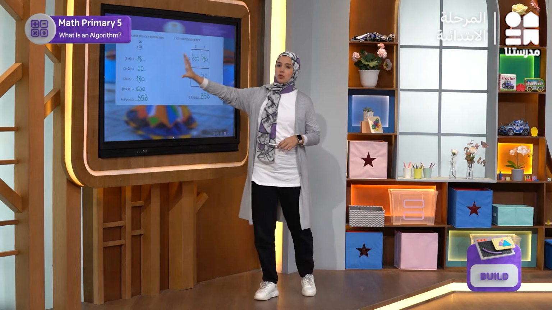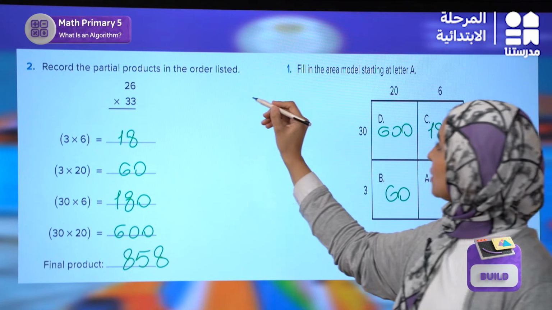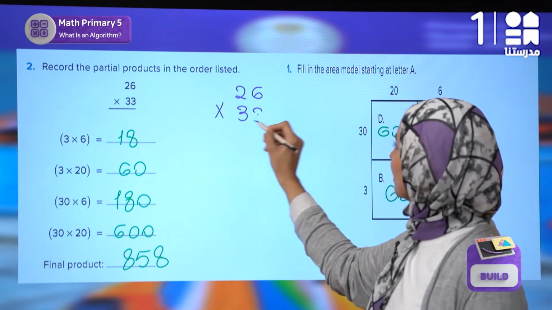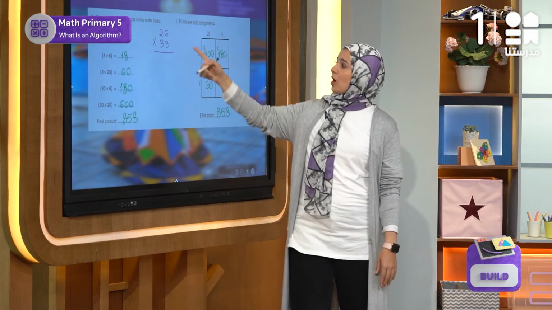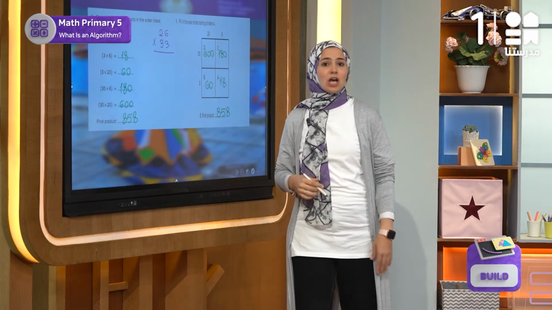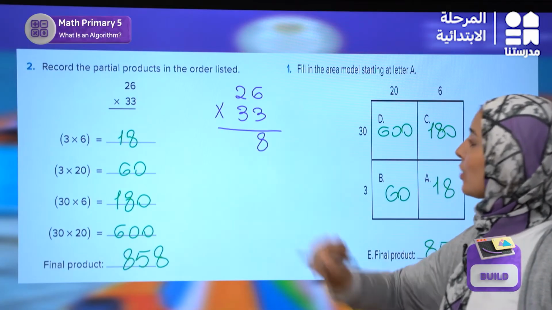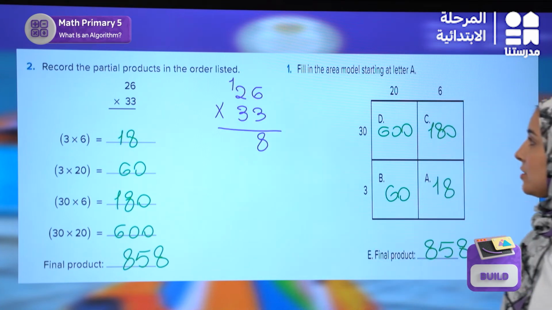Now, let's solve the same problem using the standard algorithm. So I'm going to write it over here and we are going to use the standard algorithm. So what are my two numbers? 26 multiplied by 33. Let's start. First of all, I'm going to multiply 3 by 6. When I multiply the 3 by 6, I get 18. So I will write the 8 over here and I will regroup the 1 over here.